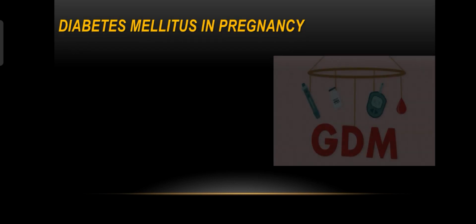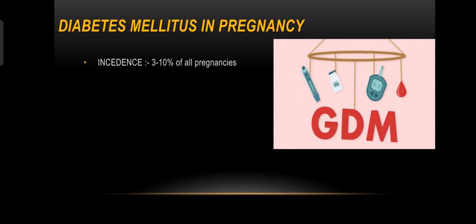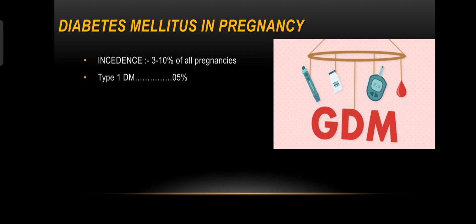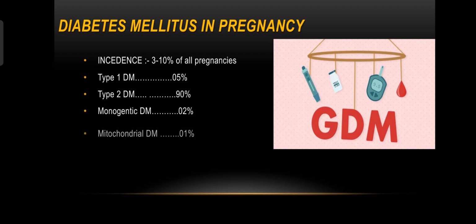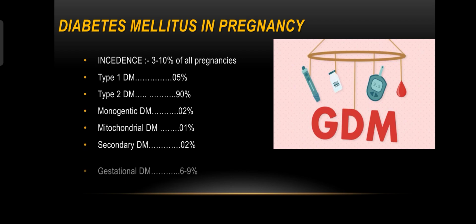Diabetes mellitus in pregnancy. The incidence rate of diabetes mellitus is 3 to 10% of all pregnancies. A person having type 1 diabetes mellitus has a risk of 5%, type 2 diabetes in 90% of cases, monogenic diabetes 2%, mitochondrial diabetes mellitus 1%, secondary diabetes mellitus 2%, and gestational diabetes mellitus around 6 to 9%.